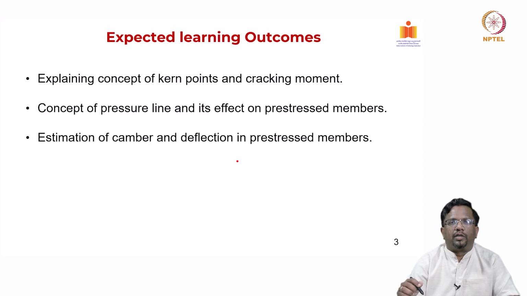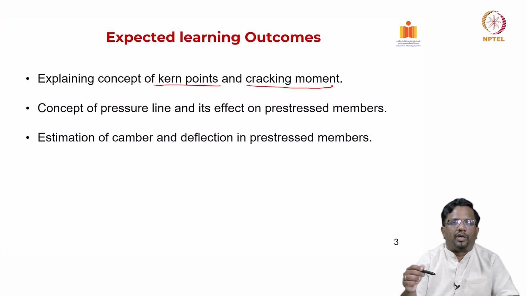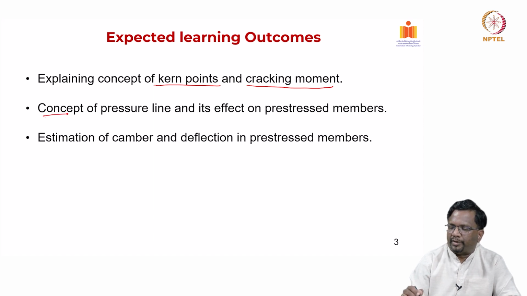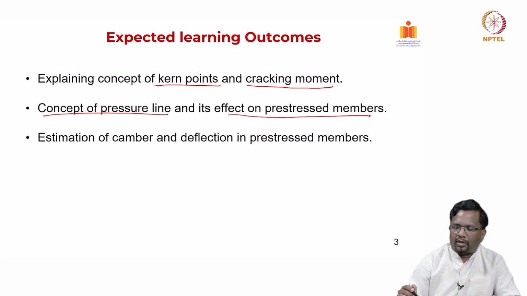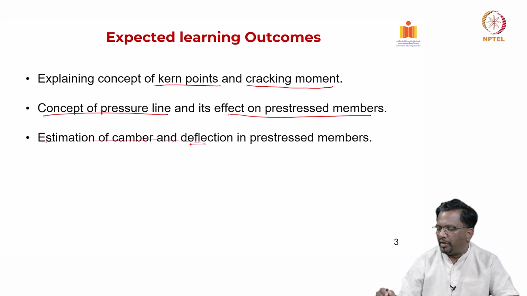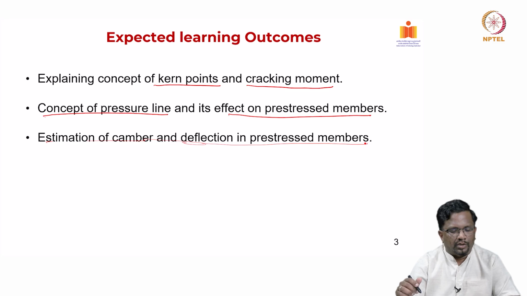Well, expected learning outcomes are: the student should be able to explain what is the Kern point and how cracking moment can be calculated, and should be able to explain the concept of pressure line and its effect on pre-stressed member design, and one should also be able to estimate camber and deflection in pre-stressed concrete members. So, these are the things which we will try to learn in this part of the lecture.